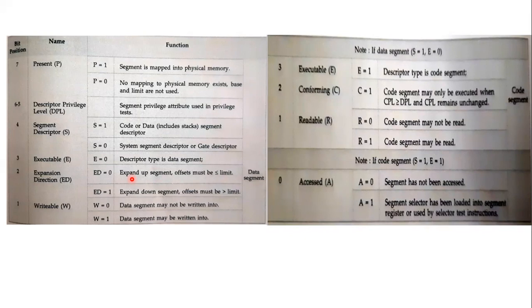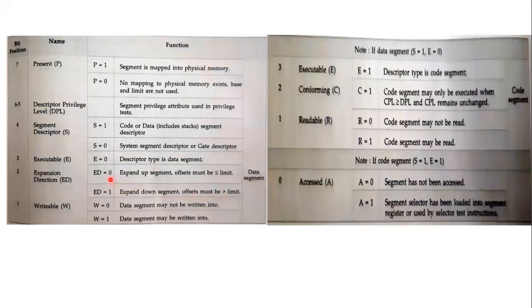So what do you have to expand? The segment offset must be less than the limit. Okay, you're talking about the data segment. Then when your ED is 1, it is in the downward direction. When the expansion direction is 1, you are moving in a downward direction, and when your expansion direction is 0, you are moving in an upward direction. That's simple. So the segment offset must be greater than the limit.